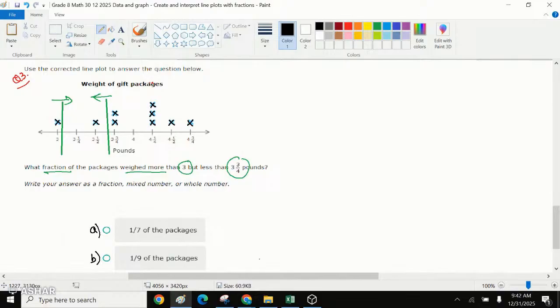Yes. Because there are 9 total packages, the denominator has to be 9. And there is only one option that has 9. If there had been a third option saying 2 upon 9, then we would need to look into it, right? And how many packages were there between this range, more than 3 and less than 3/4? Yes, there was only one package. That means 1 upon 9, that is option B. Yes, your answer is correct. Option B is the correct answer, right?